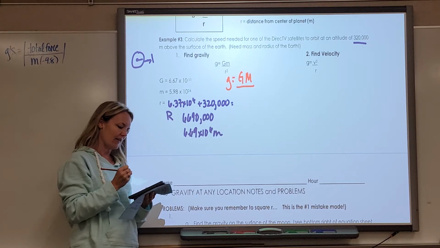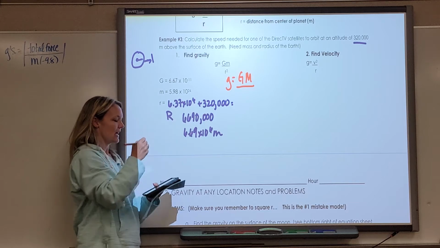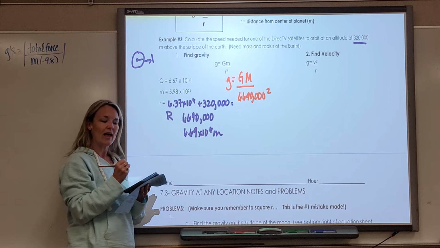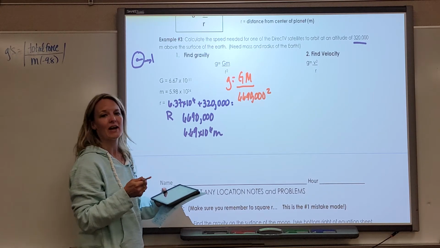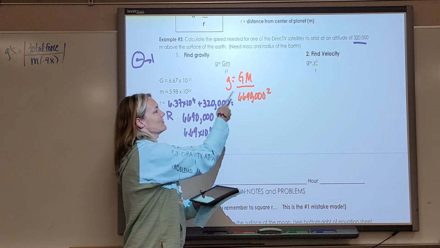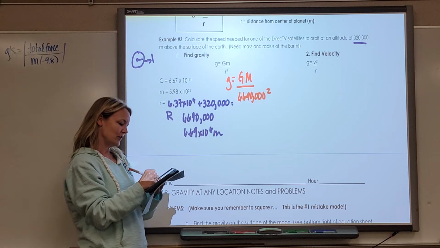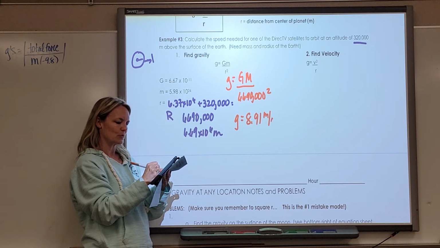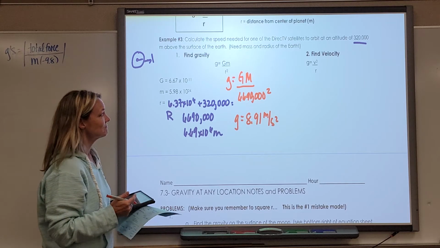And I need to divide that by your r squared in there. You have to add two things together. So that's the 6,690,000. And don't forget to square it. That's the most common mistake. Okay, into your calculator, alpha g times alpha m. Hit enter, then divide by 6,690,000 squared, and you should get a gravity of 8.91 meters per second squared. All right, that is your step one.